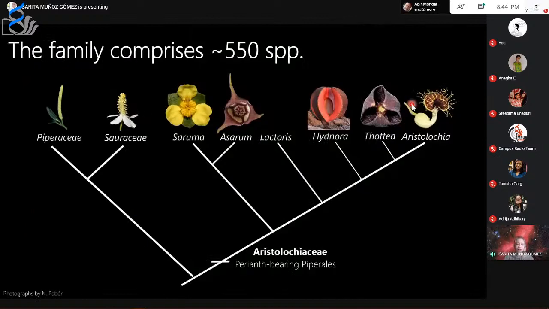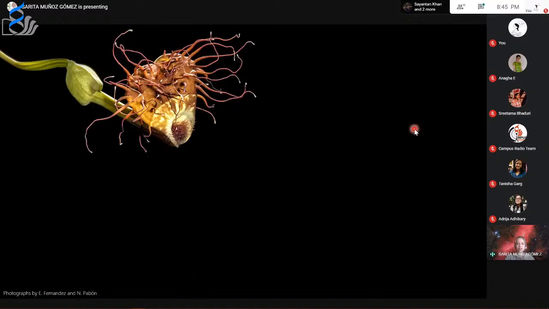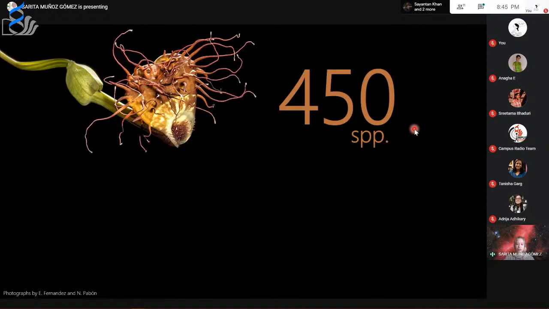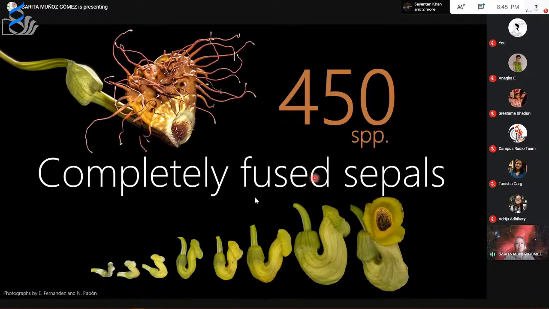This family comprises around 550 species, and it belongs to the order Piperales. The family is composed of six genera, which are Saruma, Asarum, Lactoris, Thottea, Euglypha and Aristolochia. The genus Aristolochia has around 450 species and is the largest genus inside the family, and their flowers are composed of sepals that fuse completely, forming this kettle-like flower.